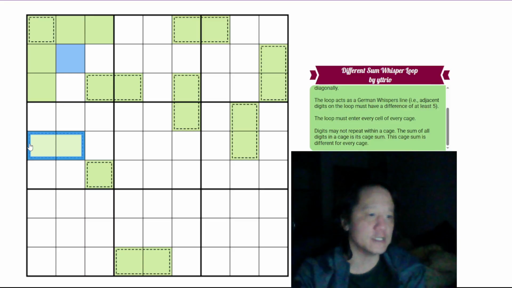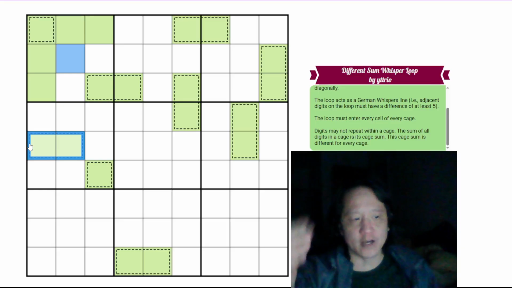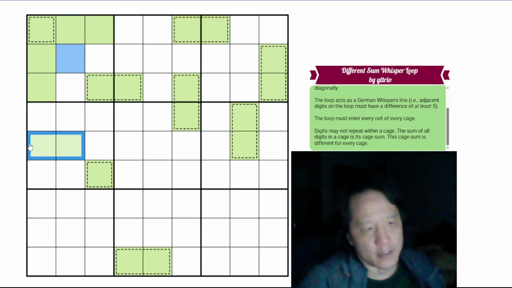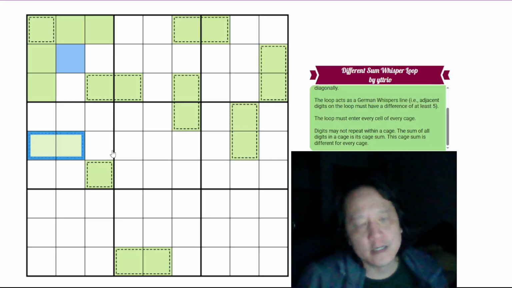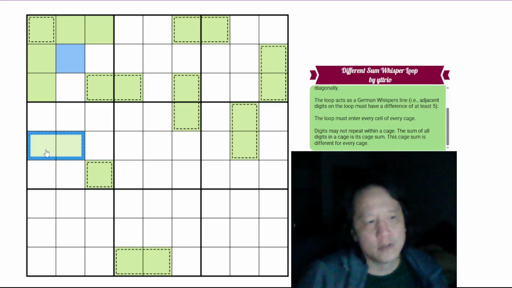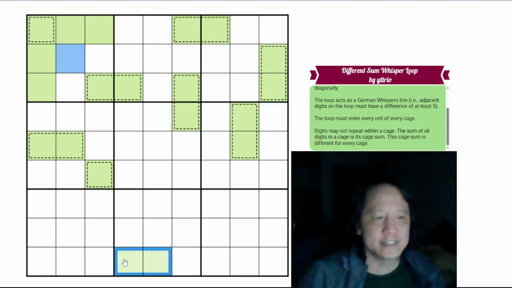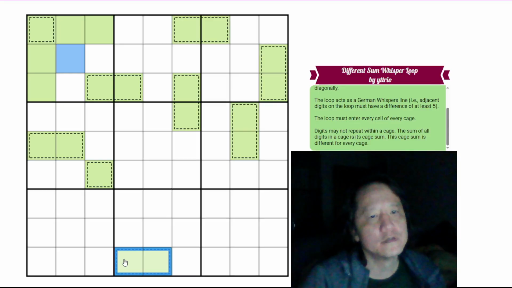But you're guaranteed, essentially, next to a low digit, you have to have a high digit, and next to a high digit, you have to have a low digit. So you're guaranteed 7 at minimum. You have up to 13. You have 1, 2, 3, 4, 5, 6, 7 different 2-cell cages.